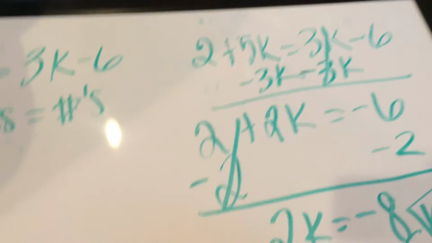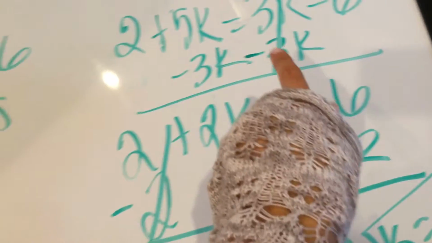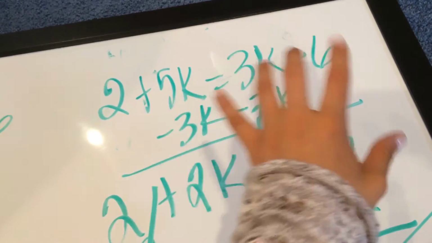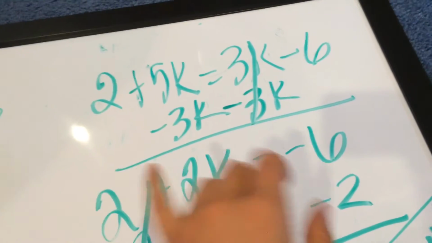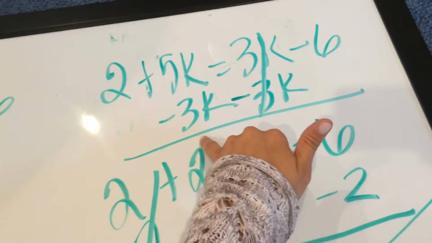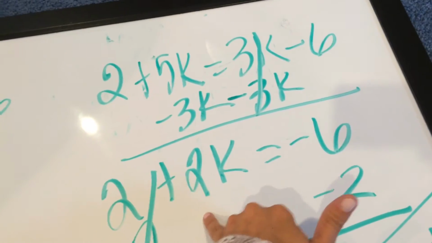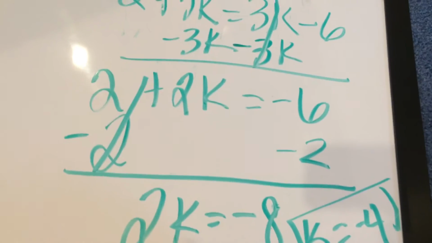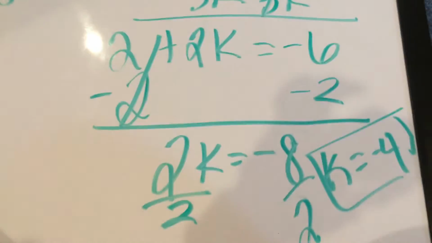So for this type, you start with your variables. Bring the smaller variable to the larger variable. Move the smaller variable always. So that's what we did. We subtracted 3k on both sides. We got 2k. Then we're subtracting 2 on both sides. Then we got 2k is equal to -8. Then we got k is equal to -4. So let's do one more of these together, and then this video is done.